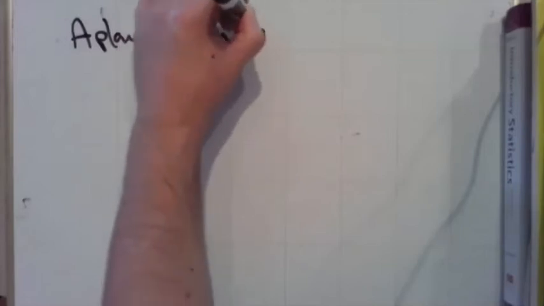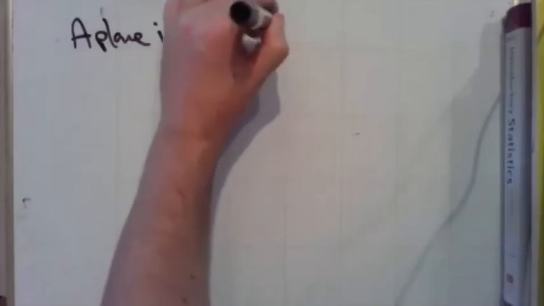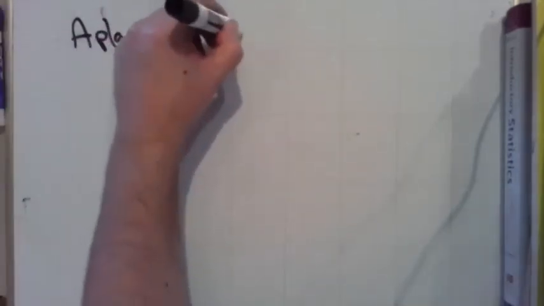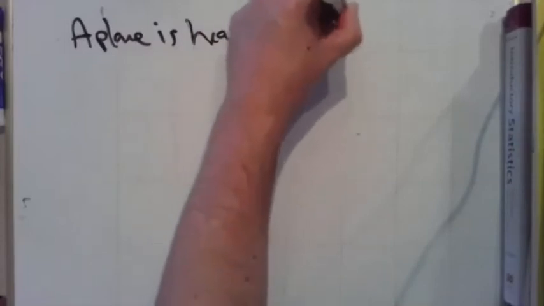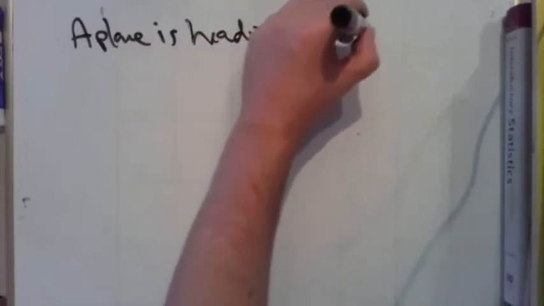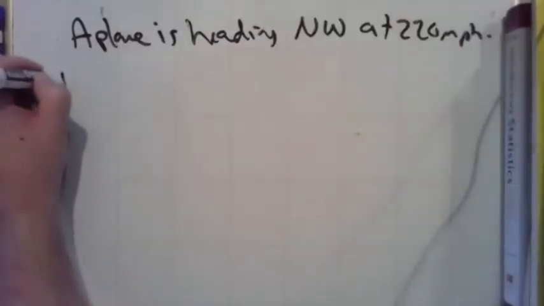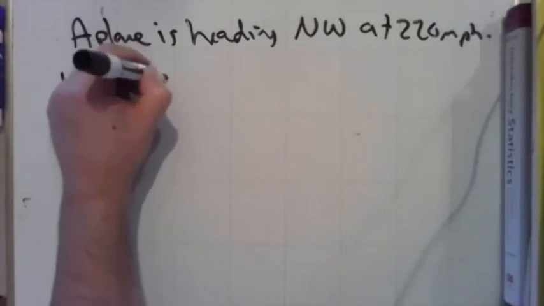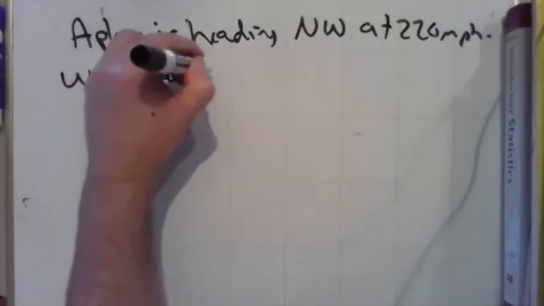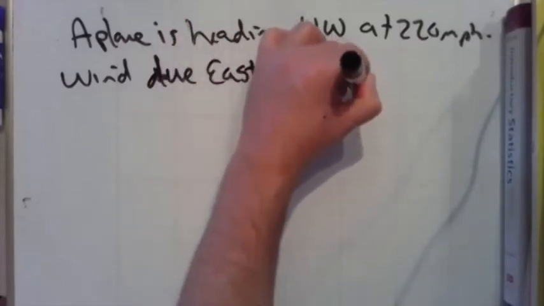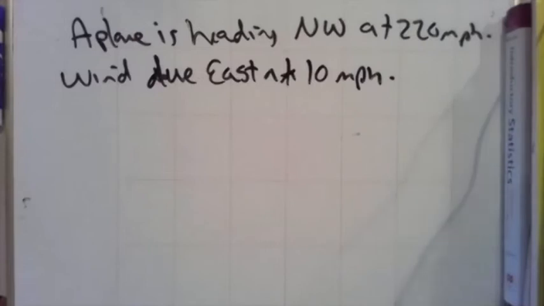A plane is bearing, or let's say is heading northwest at 220 miles per hour, encounters a wind due east at 10 miles per hour. Let's find the new bearing.